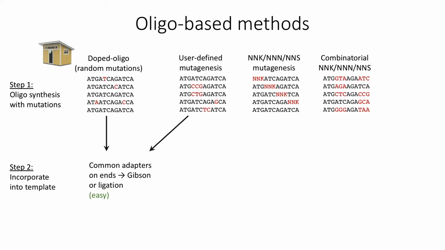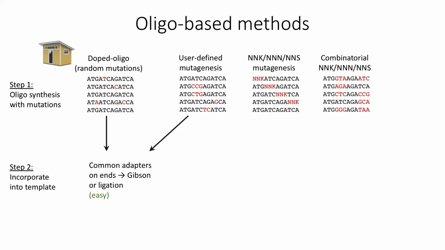Alternatively, you can do user-defined mutagenesis by ordering an array, and then you don't have to just take random mutations. You can take mutations that you particularly care about. Maybe they are orthologs or something like that. And frequently people will also put on common adapter arms so that you can sort of Gibson it into your template as you need.